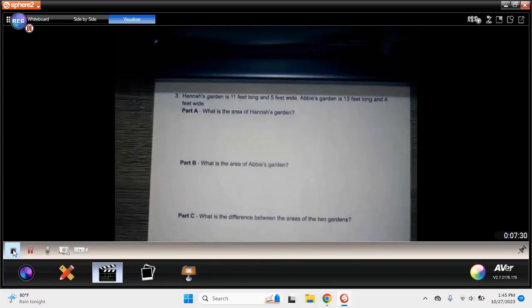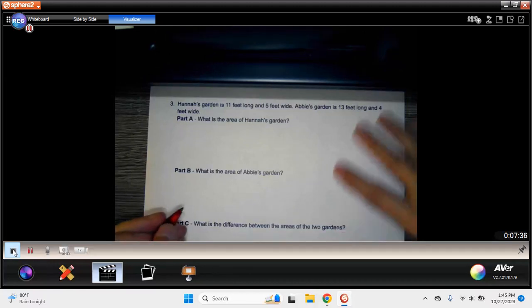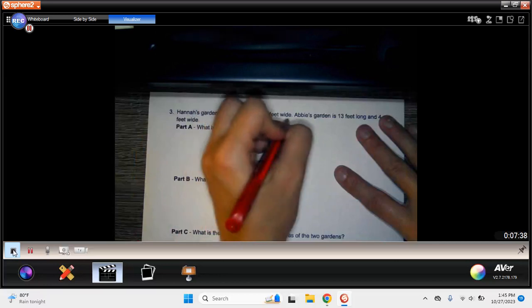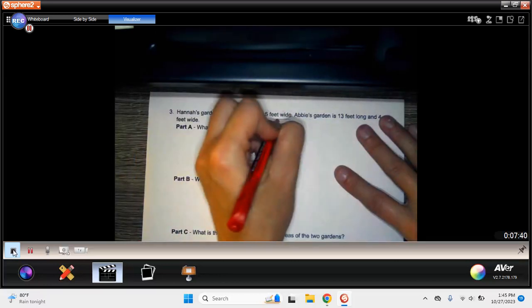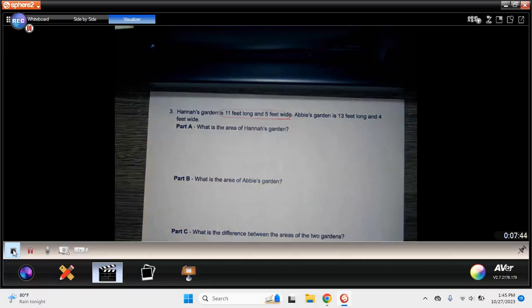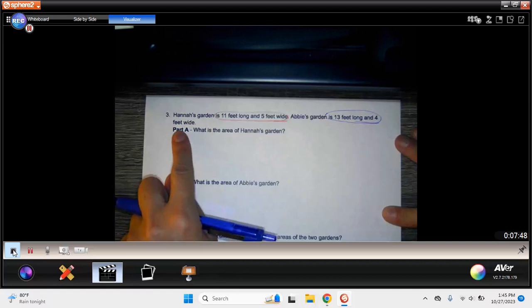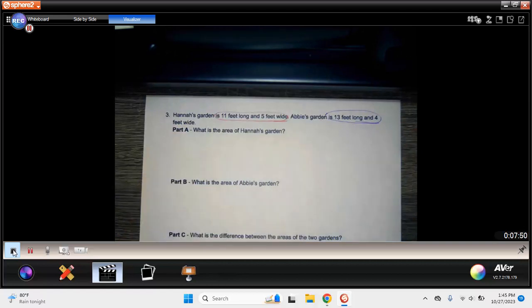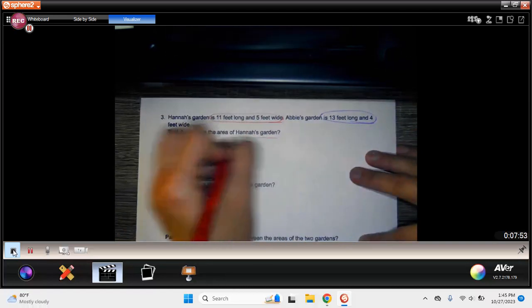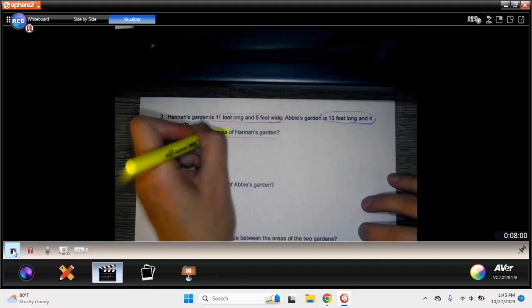The next question that's being asked is, Hannah's garden is 11 feet long and 5 feet wide. So I know that Hannah's garden is 11 feet long and 5 feet wide. Abby's garden is 13 feet long and 4 feet wide. We want to know what is the area, underlining that question, of Hannah's garden. Highlighting that out, the area.